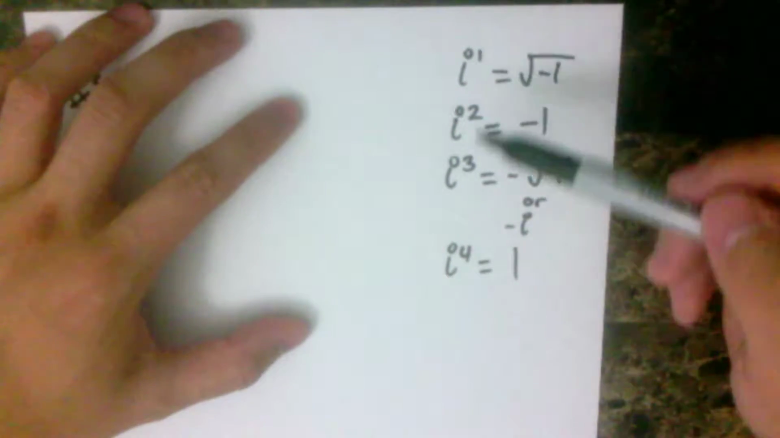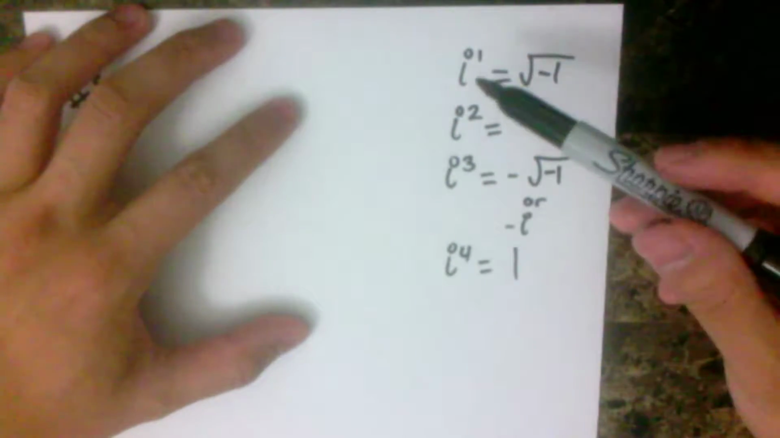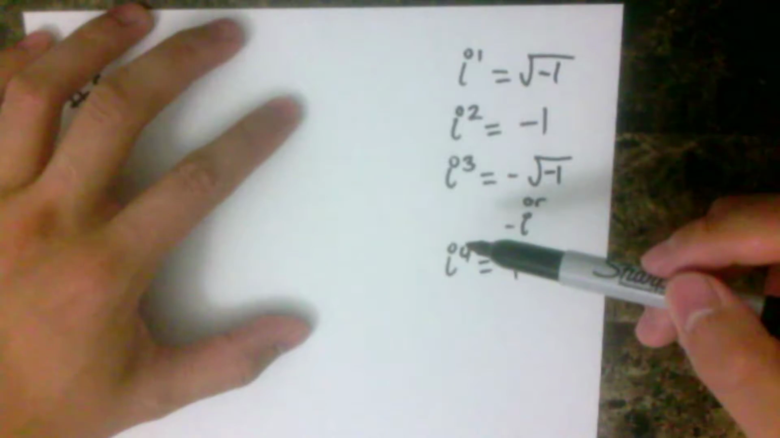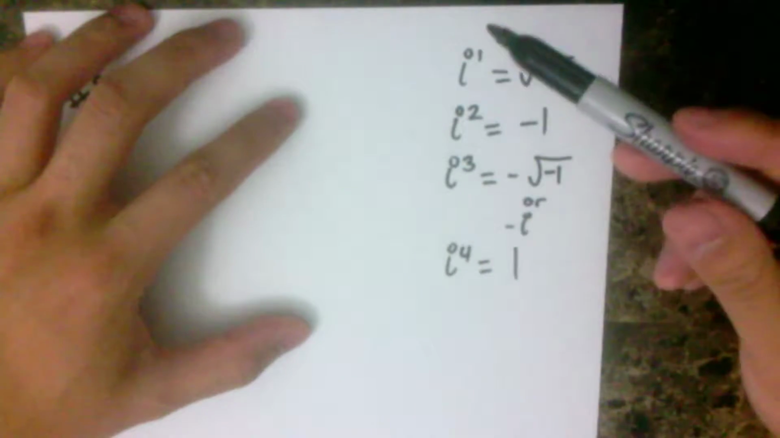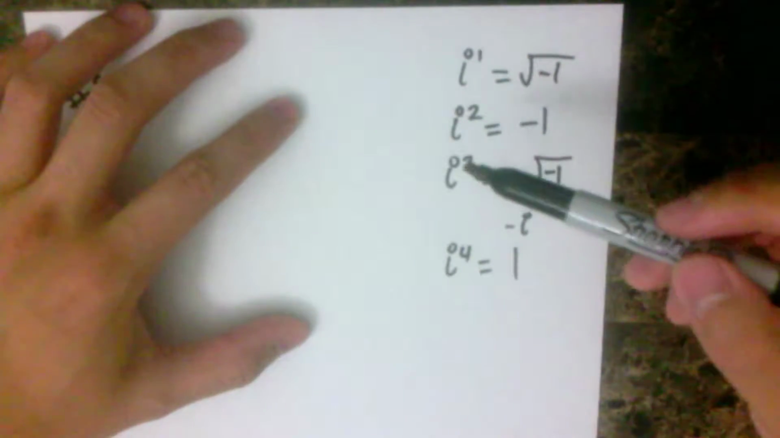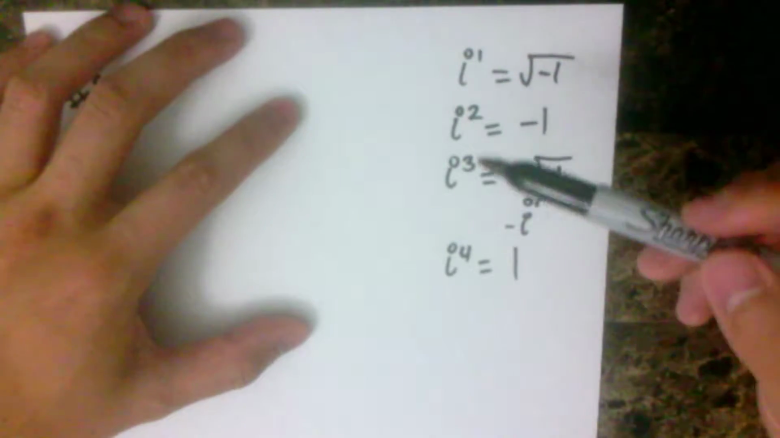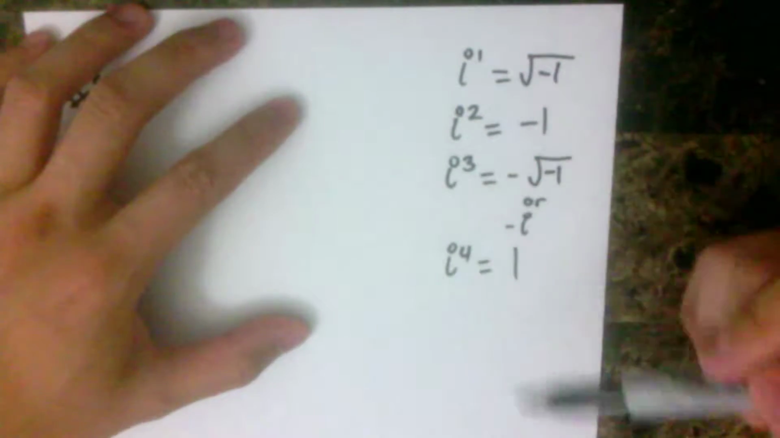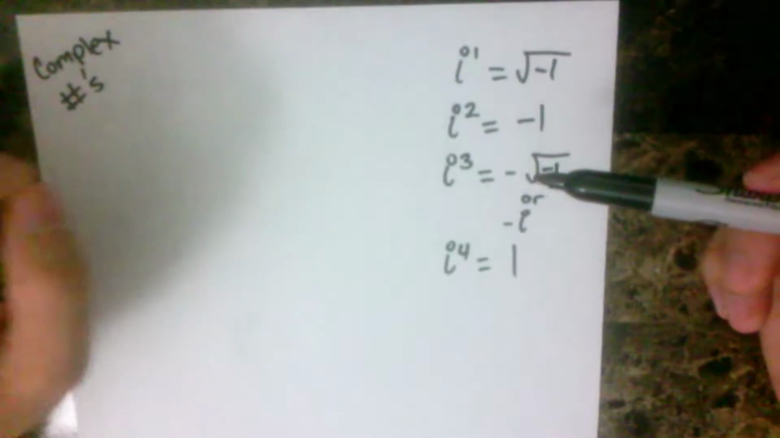And then these 4 values repeat over and over. So i to the first, second, third, fourth. And if you have to go to the i to the fifth, you just start back at the beginning. 5th, 6th, 7th, 8th, 9th, 10th, 11th, 12th, etc. And you can keep going over and over infinitely.